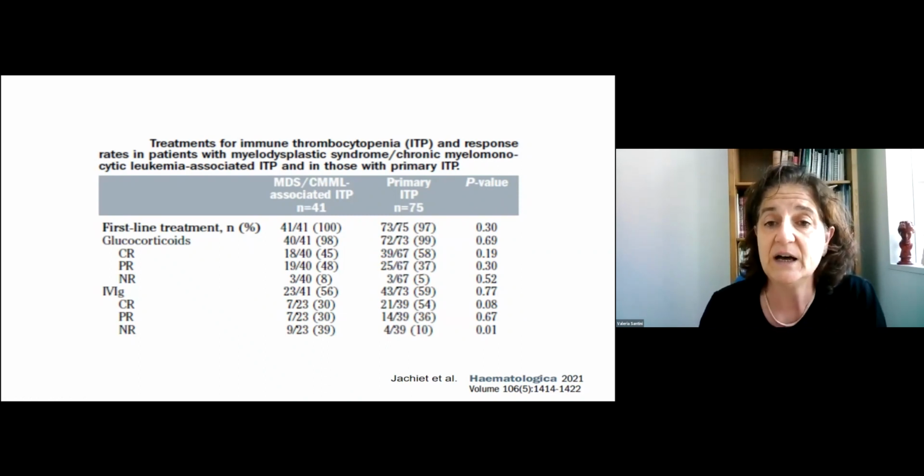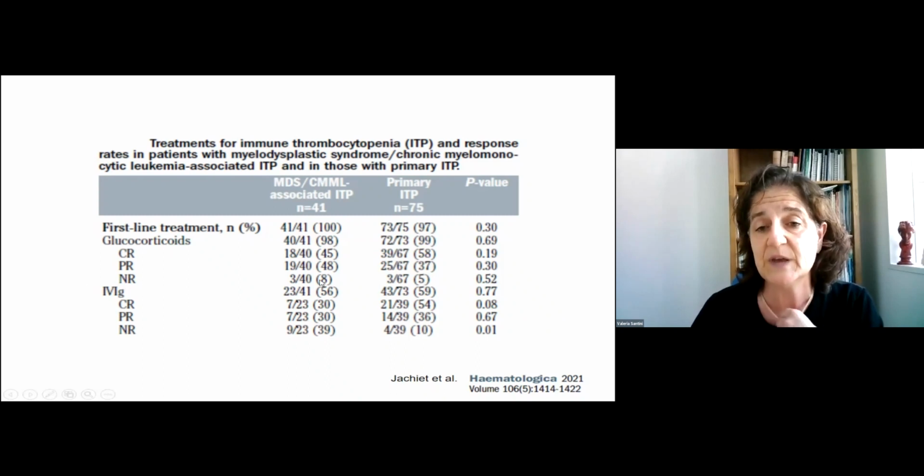Now, about the treatment, ITP in low-risk MDS does respond very well to corticosteroids, exactly like isolated ITP, and the same is true for intravenous immunoglobulin. Therefore, the first line treatment should be exactly the same as the one we apply for ITP.